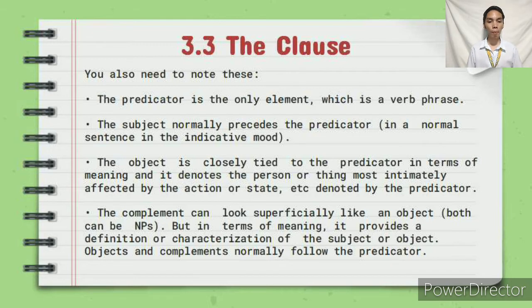And then, the complement can look superficially like an object. Both can be noun phrases. But, in terms of meaning, it provides a definition or characterization of the subject or object. Objects and complements normally follow the predicator. That is to say that they go after the predicator.